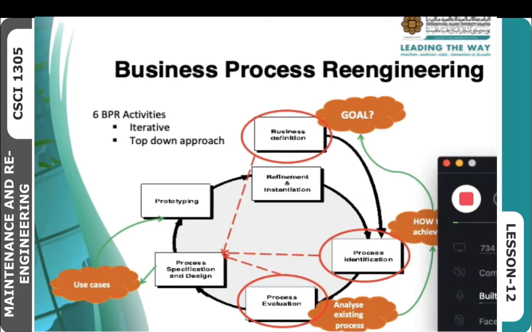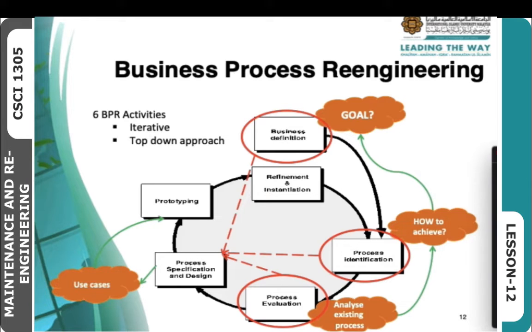All right, the next slide is on business process re-engineering, and how the iteration works. The first step is business definition, where you identify the goals. Then the process goes to process identification, which answers how to achieve the goal. Then it goes to process evaluation, which analyzes the existing process and identifies the ideal process to achieve the goal.